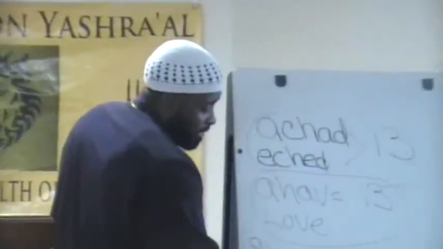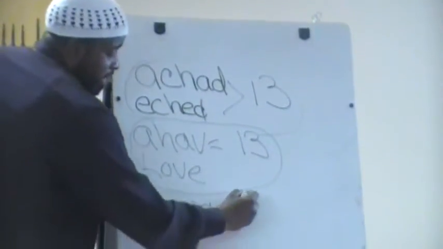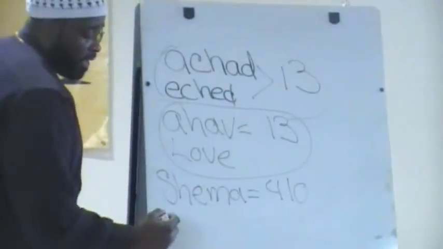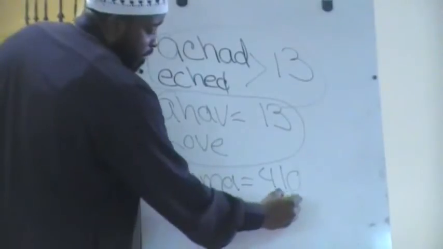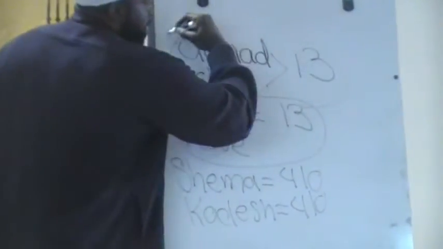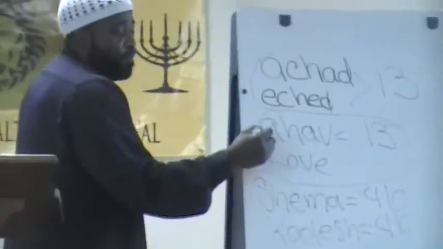We have the Shema, which means to listen or to obey, and that's the Hebrew gematria 410. And we have the word Kodesh, to be set apart. The Hebrew gematria is 410. All of this coincides with one another. This is what we call a relationship, according to the scriptures.